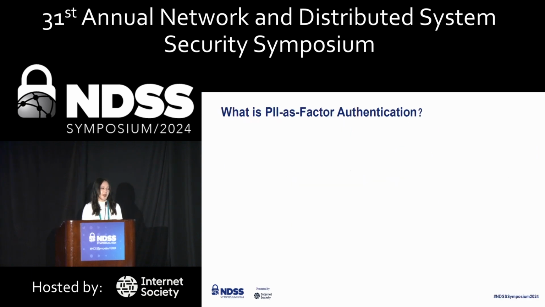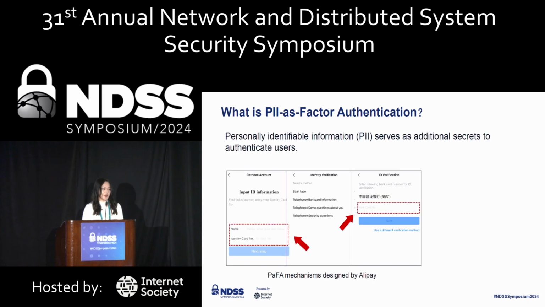First, what is PII-as-Factor Authentication? PII served as additional secrets to authenticate users. It is PII-as-Factor Authentication, called PaFA for short. For example, a popular payment app, AliPay, demands a user's bank account number, phone number, ID number, and SMS OTP to meet the authentication requirements of password recovery. That is, app vendors deployed additional PaFA to get higher authentication rates. So, is PaFA effective?